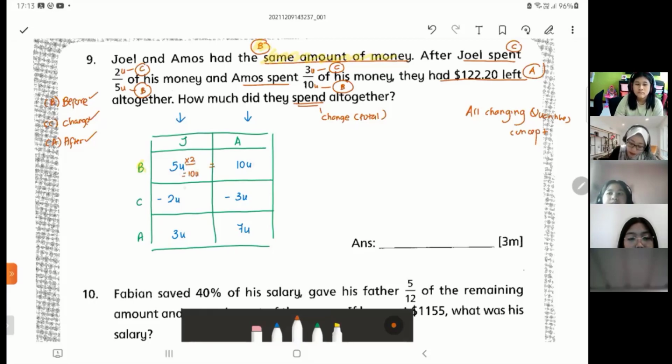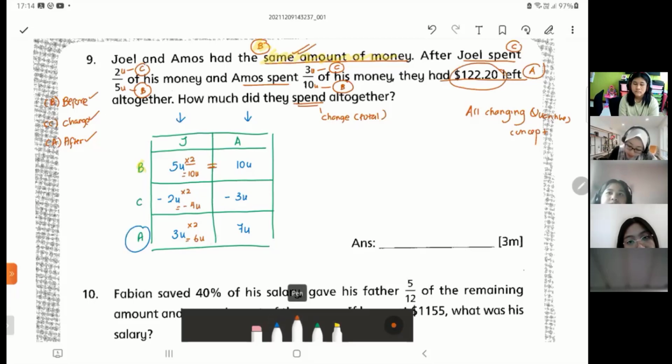When I times 2 here, the rest of them in the same column will be affected. So this one is minus 4 units. And then this one is 6 units. Just check. 10 minus 4, I get 6. So okay, right? Now 10 is equal to 10. So now our before is already the same amount. Check. Right. Now, what they have here is that they had $122.20 left. Left means it is the after. So let's look at the after.